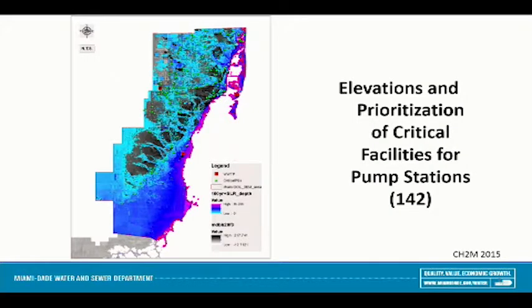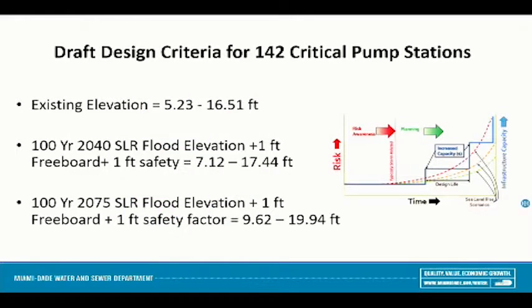But what we are now addressing is how do we do this for pump stations that are all throughout the county. We have over 1,000 pump stations in our collection system. The work that CH2M did, they evaluated some critical pump stations that are going to be upgraded as part of the ocean outfall legislation and also the consent decree. So those are about 142 stations. They came up with a criteria, and for all those 142, the existing elevation of those stations is anywhere between 5 feet and 16. And 16 is a regional pump station, so that one is not going to require a lot of upgrades.